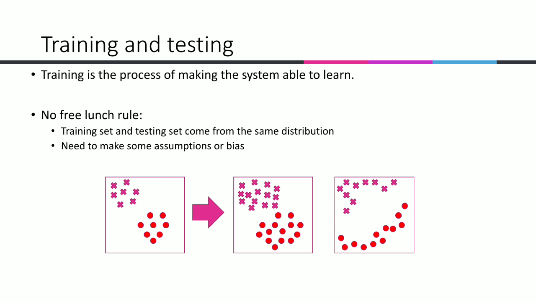So training and testing are very important. Training is the process of making the system able to learn. There is the no free lunch rule. The training set and testing set come from the same distribution, so we need to make some assumptions or bias. You can see here the set of data, then training is performed, then testing is performed.